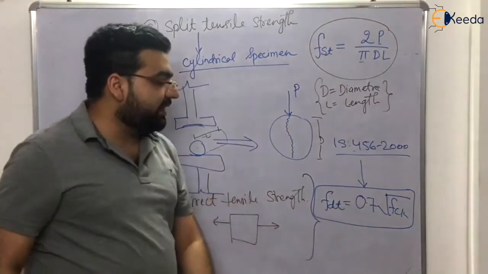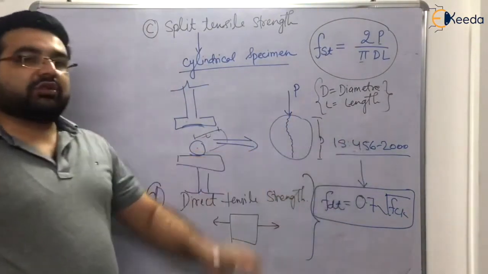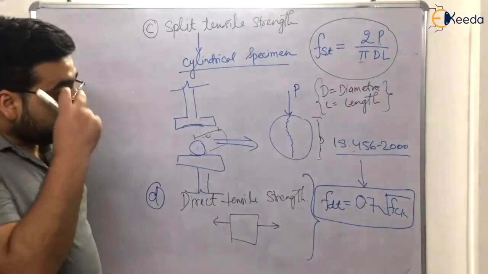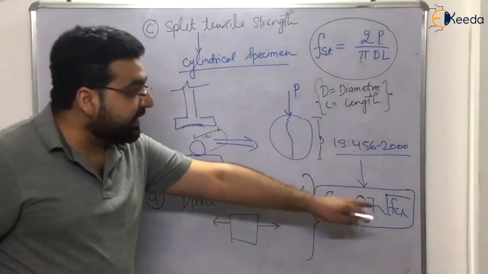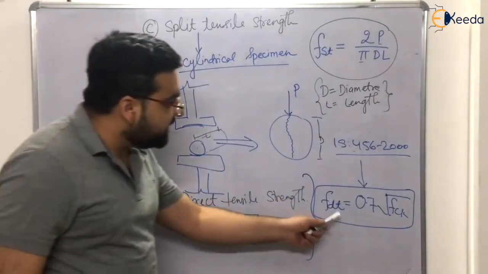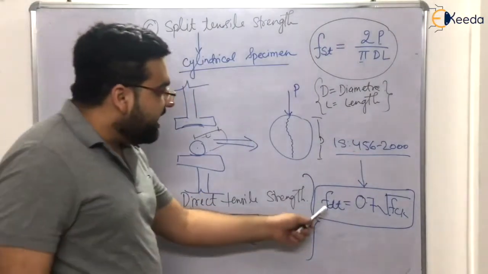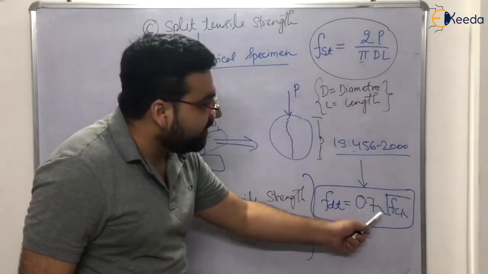Earlier, GATE examinations used to ask numericals directly based on this formula, but nowadays they are asking numericals indirectly based on this formula. So this formula is very important. Remember this formula by heart. That is FDT, direct tensile strength, is equal to 0.7 root FCK.